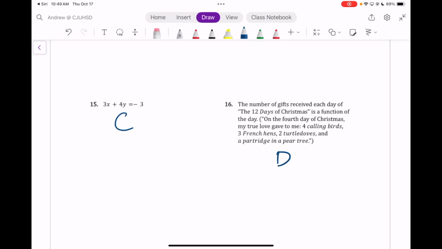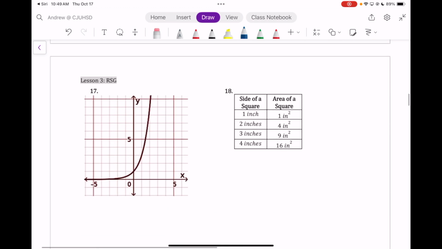And 17, one of the rules we talked about yesterday was that if you can trace the graph without picking up your pencil, then that's continuous. So 17 is continuous. And actually there's a number 18 here. And that one would be discrete because you are just jumping to the next whole number value on both the x and the y.